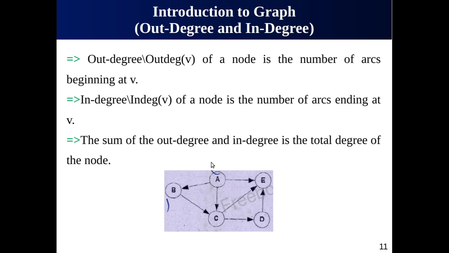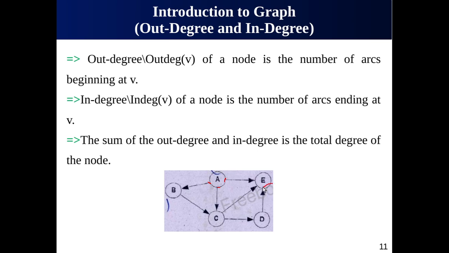Now consider the case of node A. What is the out degree of this node? How many lines are actually starting at A? We see 3 lines. So the out degree of A is 3. And what is the in degree of A? The in degree is 0 because we have no line ending at A.